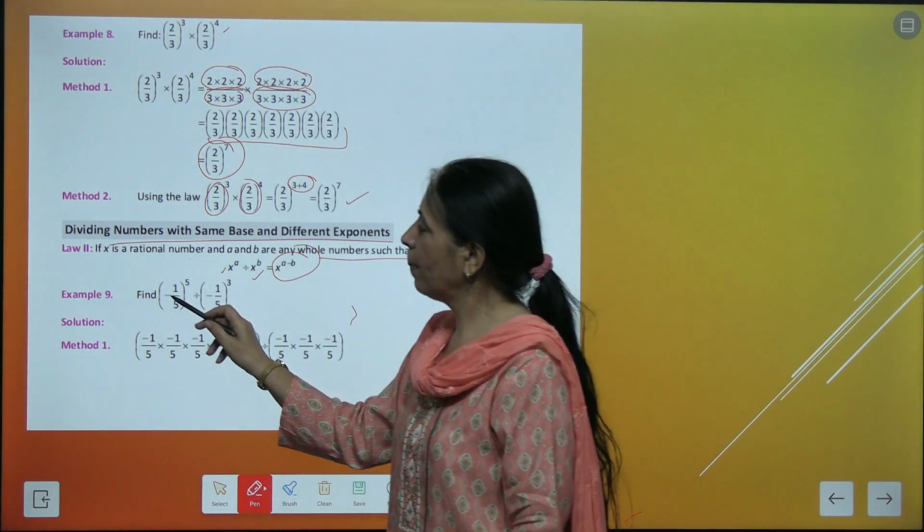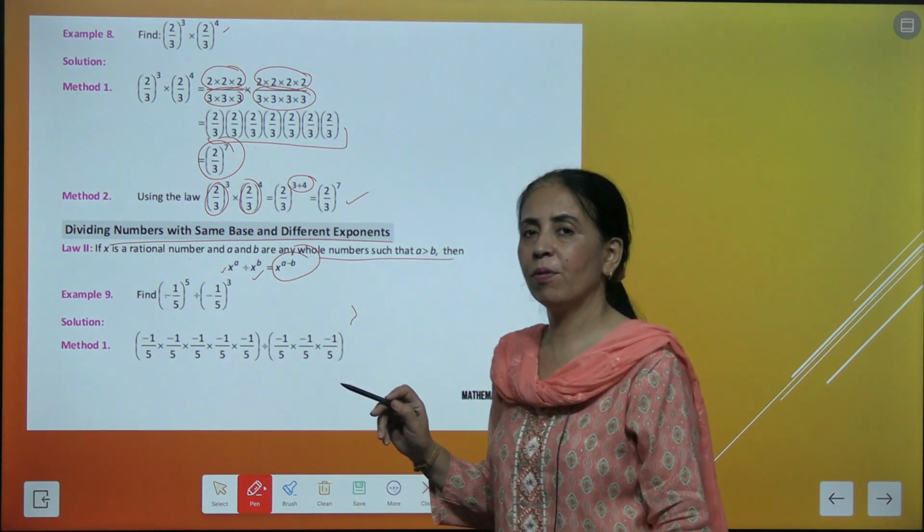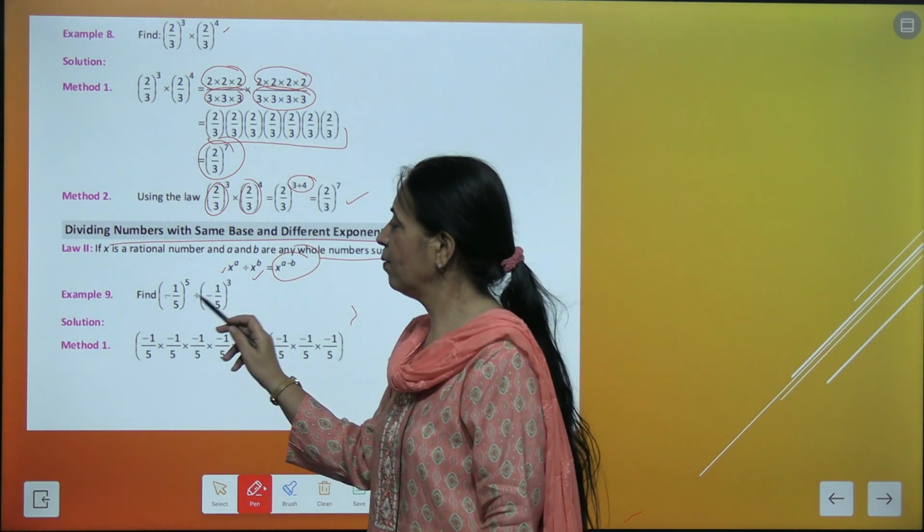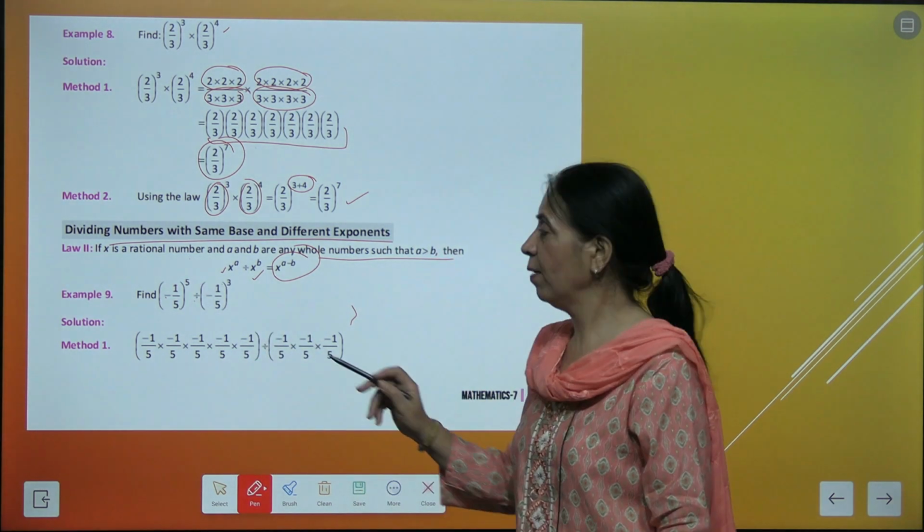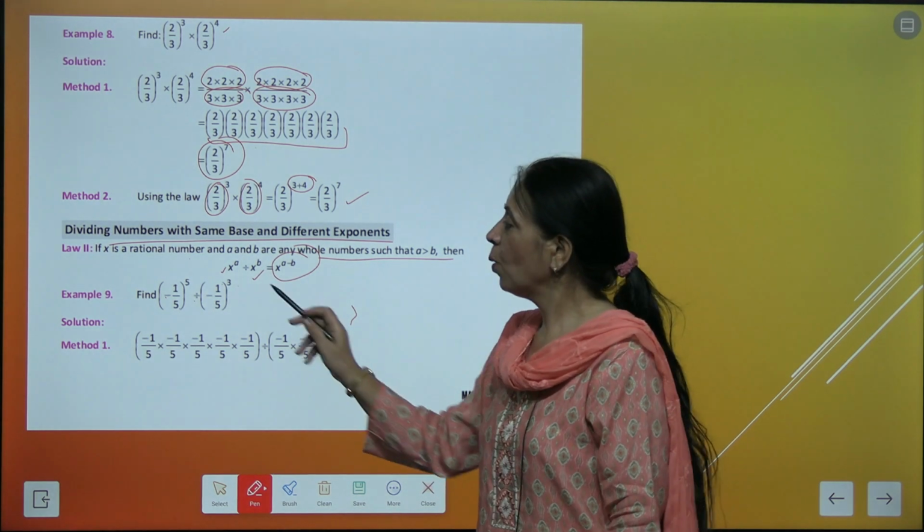तो यहाँ पर हमारे पास minus 1 upon 5 raised to the power 5 divided by minus 1 upon 5 raised to the power 3. So what will you do?